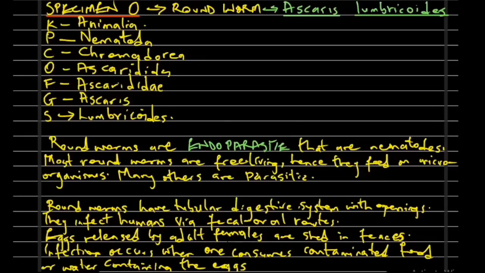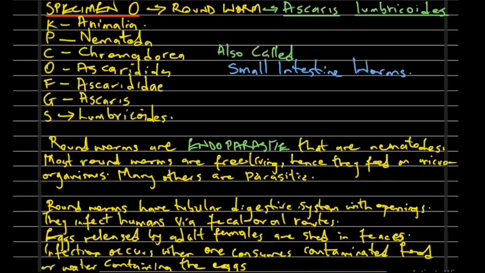And the eggs are also found in the body. Now these organisms are also called small intestine worms. Yes, that is another name for them. Small intestine worms. That is another name that people call them by.